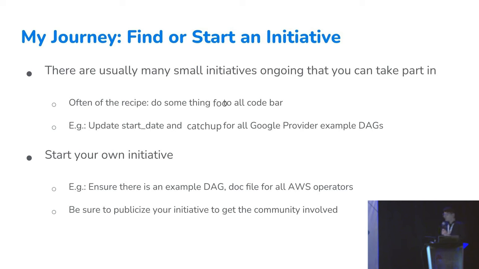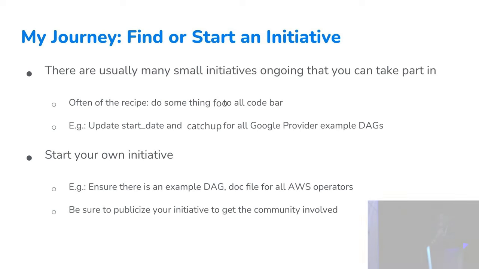And once you've been involved in a few, you can start doing your own initiatives. This can be like adding a new linting option, or refactoring code across several packages. As a personal example, back to DAGs and docs, myself and the open source team had an initiative where we made sure all of our AWS operators had example DAGs and docs. So again, we did this thing foo to all code bar. We got a lot of people involved. We got a lot of commits. It was really great. Vincent has a talk later today on some of the outcomes of that. We have system tests running on all those example DAGs, and it's pretty cool. And be sure to publicize these initiatives. Get people involved.